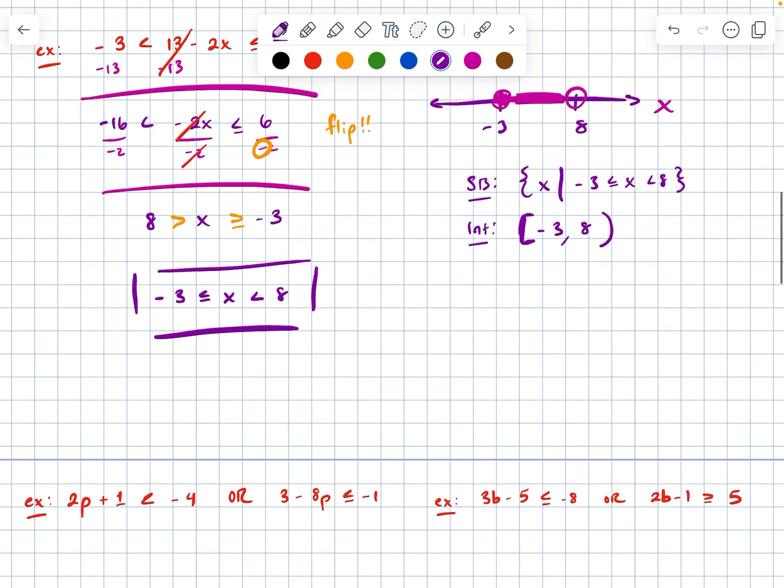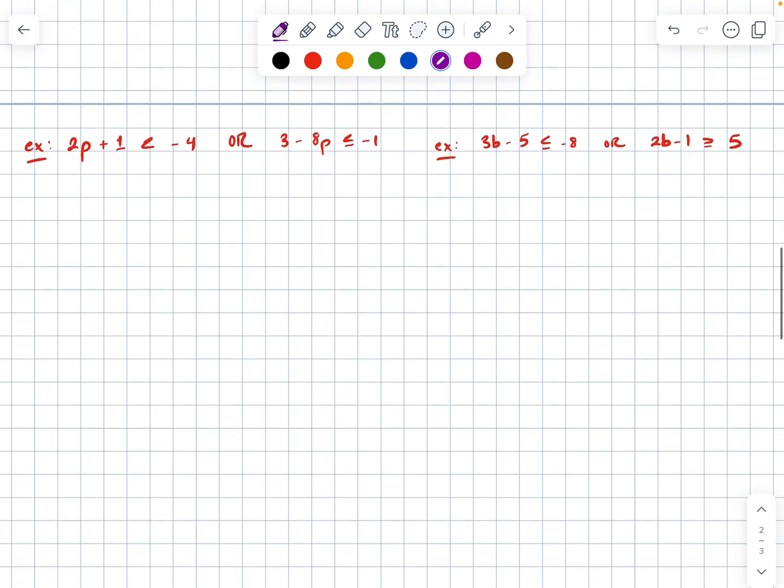Let's try some ors. And by ors, I of course don't mean that we're rowing a boat. I mean, you could be, who knows. 2p plus 1 is less than negative 4, or 3 minus 8p is less than or equal to negative 1. Remember from class, we'll do this first one together and then we'll do the next one. I'll set you free. What's the strategy for solving an or statement?